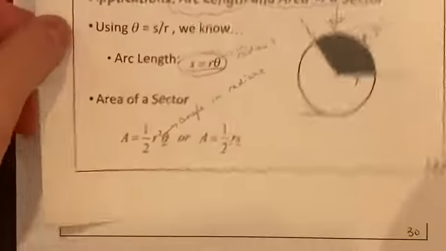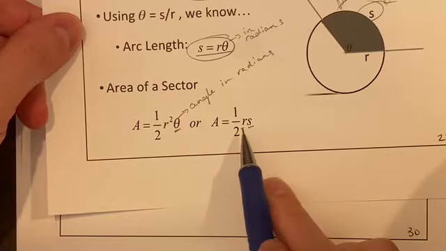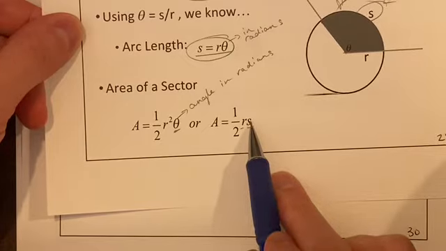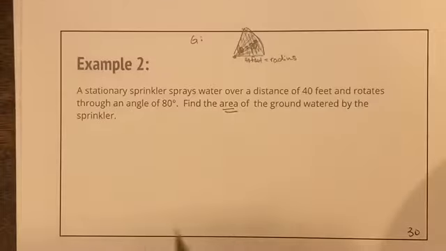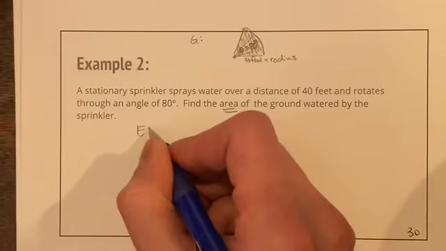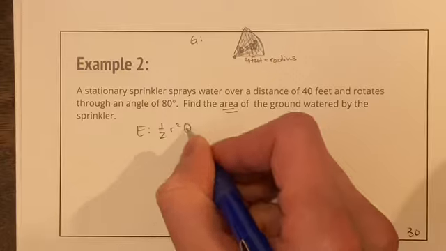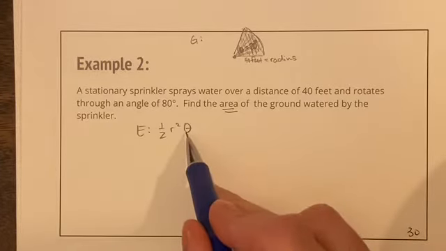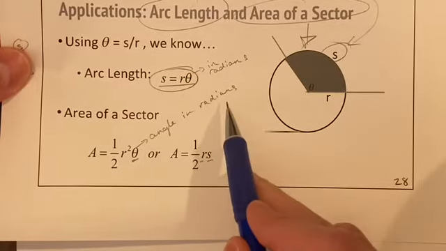for area of a sector, we can either use this one if we know the radius and theta, or we can use this one if we know the radius and the arc length. We do not know the arc length, so we cannot use this formula. We can only use this formula. So for our equation, we're going to use 1/2 r squared theta. And again, this only works if theta is in terms of radians. This formula says right here, it's gotta be in radians.